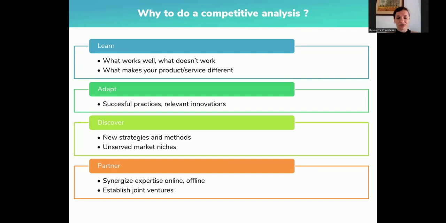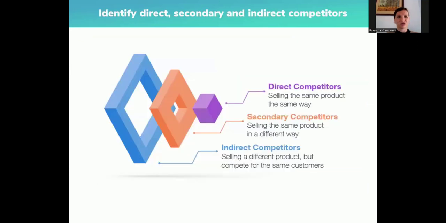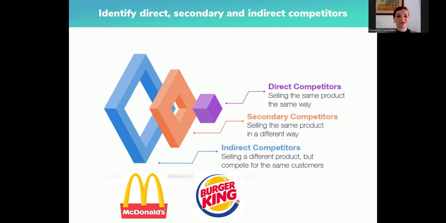Okay, we know now why you want to do it, but then how should you do it? And the first step is to identify direct, secondary, and indirect competitors. So let's make the difference. Direct competitors are the ones that have the same product or service and they are serving it in the same way as you do. Secondary competitors are selling the same product, but maybe in a different way or a slightly different product. For example, for McDonald's, a direct competitor is Burger King, and a secondary competitor is maybe Domino's Pizza. So it's a slightly different product.